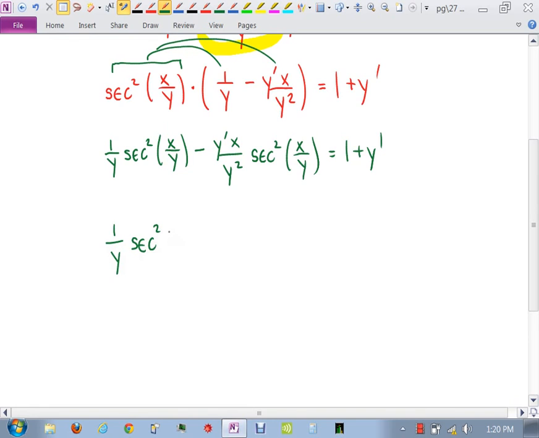I'm leaving this one on this side. I'm going to bring the 1 from the right side to the left. I'm leaving the y prime on the right, but I'm bringing that other y prime over.